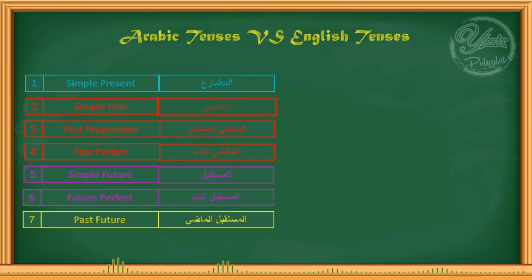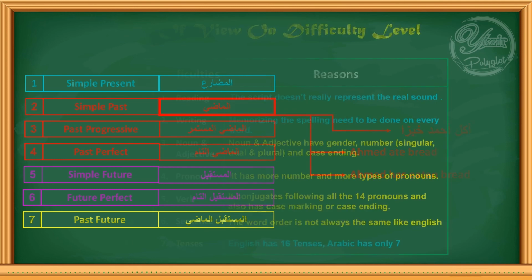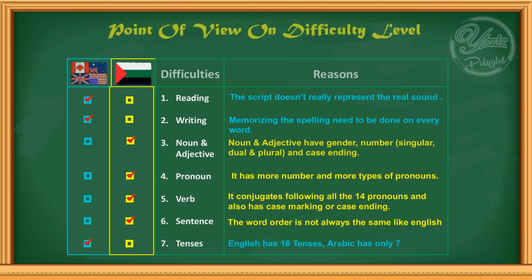And then to say something that we did in the past or that we have already done, we use the same Arabic verb or the same tense in Arabic. For example, أكل أحمد خبز. It can be translated as Ahmed ate bread or Ahmed has eaten bread. At this point, English tenses are more difficult than Arabic because English has 16 tenses while Arabic has only 7.